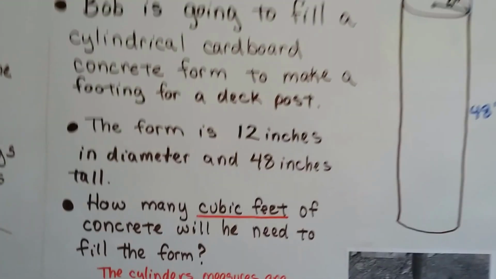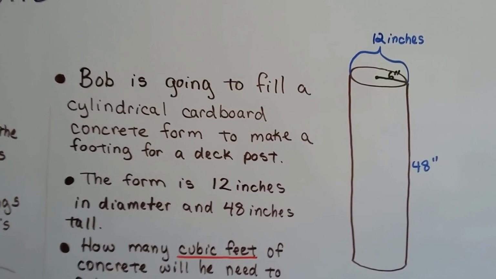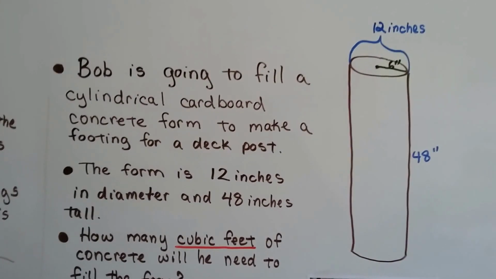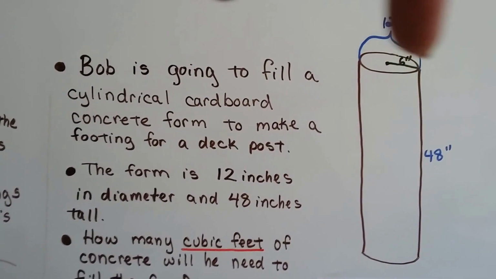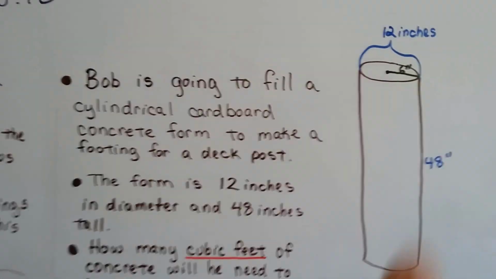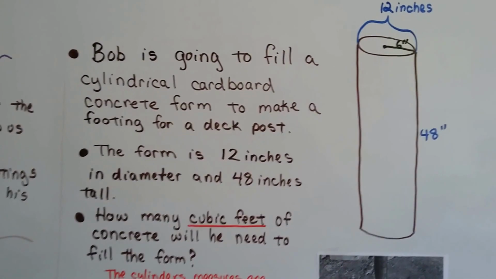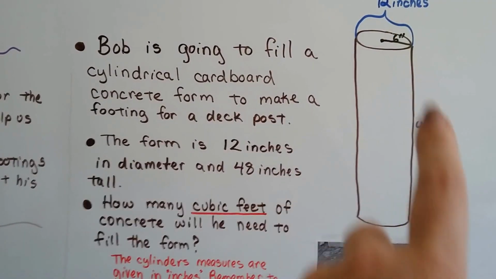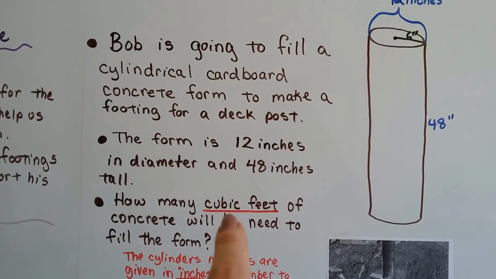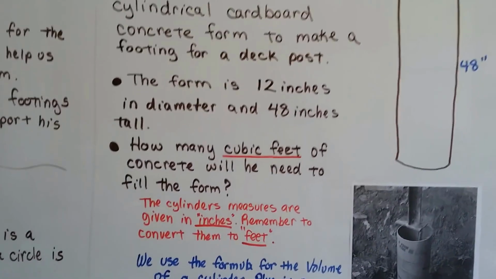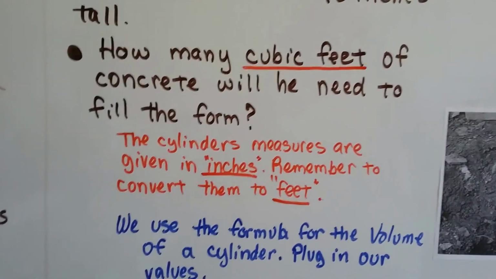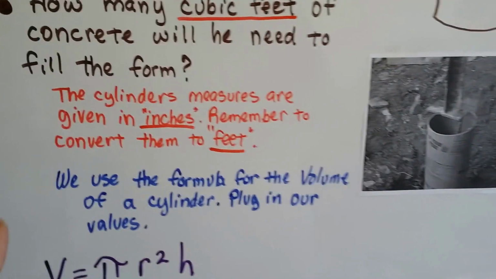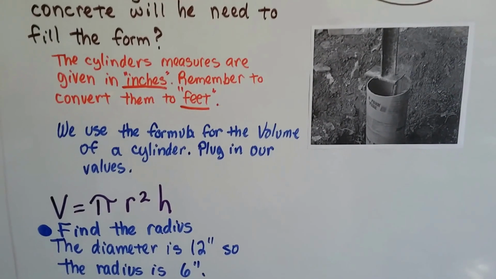So Bob's going to fill a cylindrical cardboard concrete form to make a footing for a deck post. The form is 12 inches in diameter from edge to edge and 48 inches tall. So how many cubic feet of concrete will he need to fill the form? Now, notice that this is 12 inches and that's 48 inches, and it's asking about cubic feet of concrete. So the cylinder's measures are given in inches, so we have to remember to convert them to feet for our answer. We're going to use the formula for the volume of a cylinder and plug in our values.